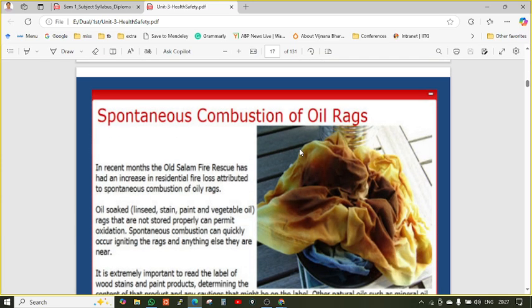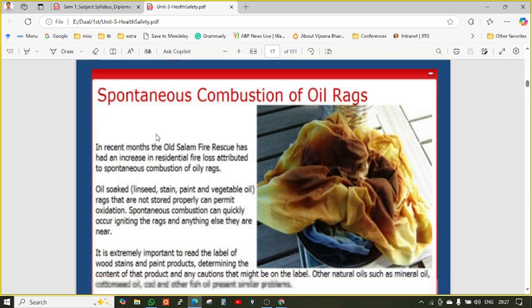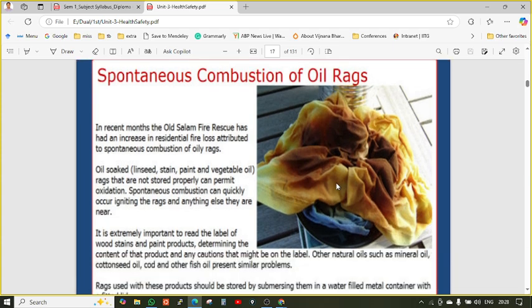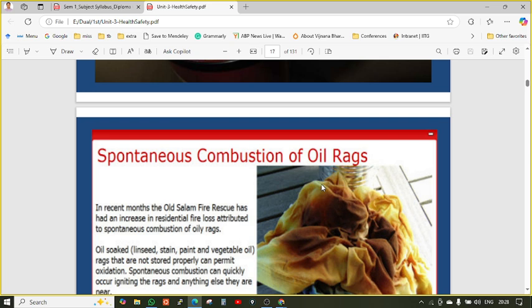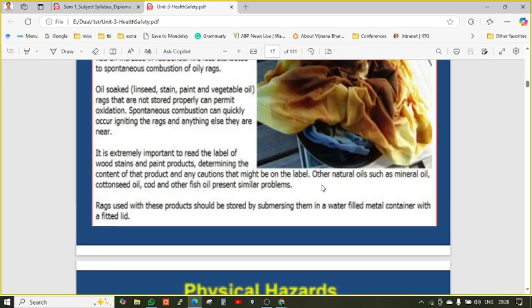See, this is another example: spontaneous combustion of oil rags. Mostly in garages, motor garages, and some working places, there are oil papers and grease oils. These are spillages, and some cotton rags dipped in oils are thrown here and there. So it can easily catch fire. It should not be thrown here and there, because no one knows when it will catch fire. So it should be properly disposed of in designated dustbins. It should not be left lying around. So these are mostly related to safe conditions in workplaces.